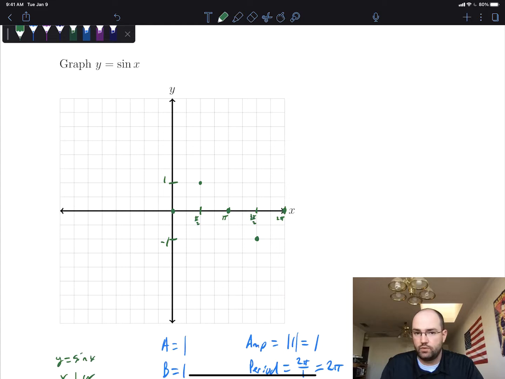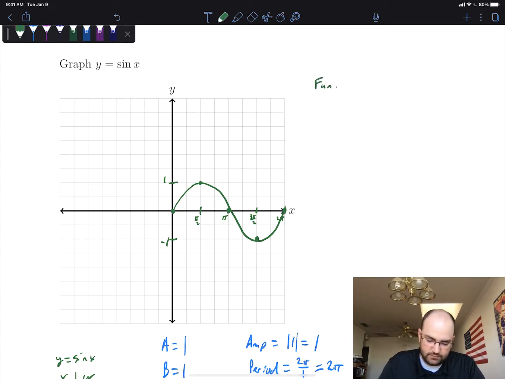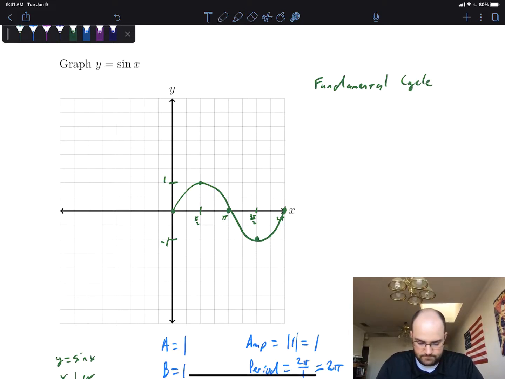And then just kind of connect those with a curve. You're just going to have to know what sine and cosine look like, which will look something like this. So sine begins at the origin and oscillates, and it goes up. And this is one full cycle of sine. This is also called the fundamental cycle. And there you go. By the way, we could keep going to the left here. Notice that we can just keep alternating between -1 and 1.